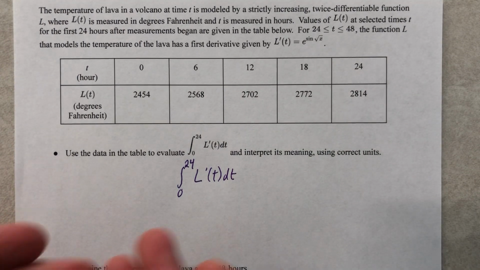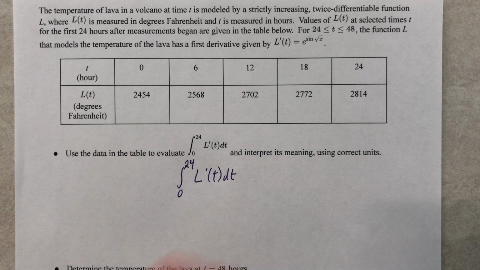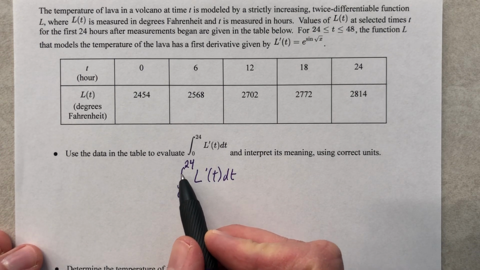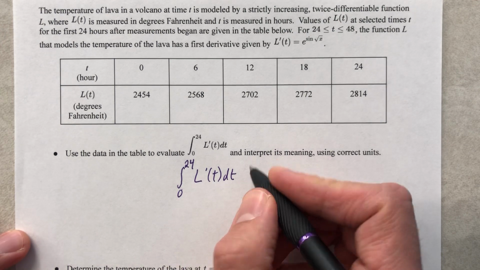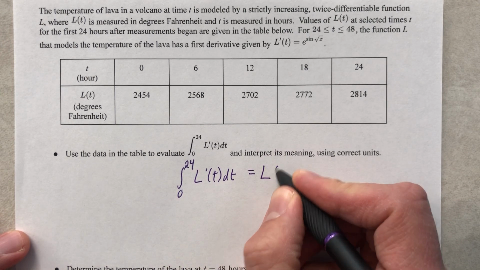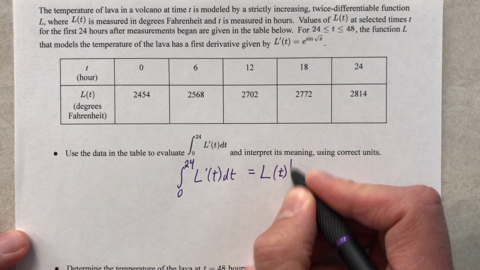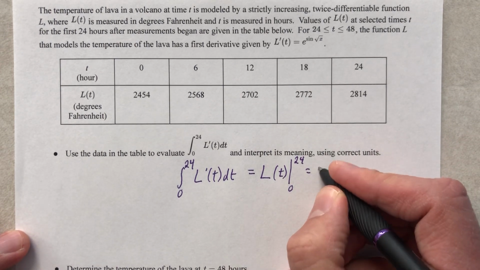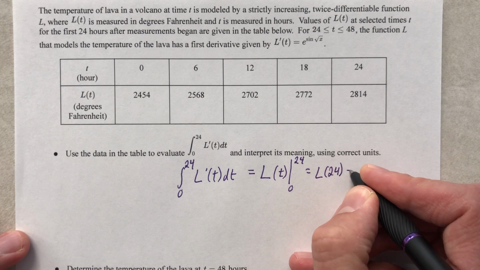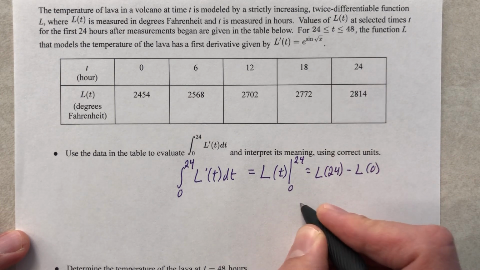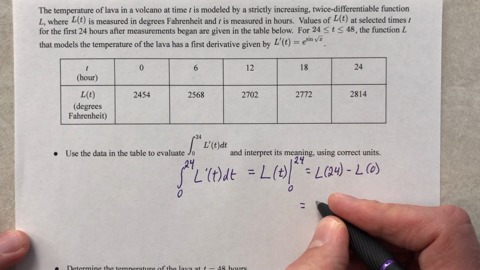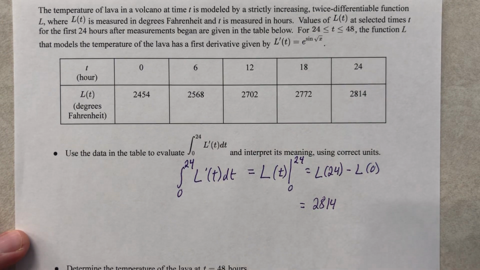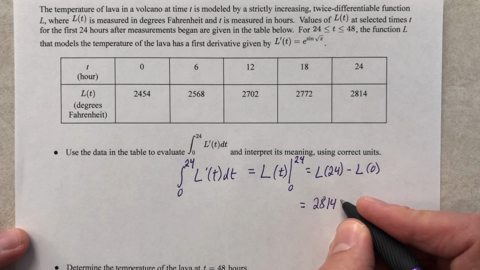Okay, so this is a function that is the integral of L prime. We are going to take the antiderivative of a derivative and it just gives us L, evaluated at 0 and 24. And we'll plug them in. So we need L of 24 minus L of 0. L of 24 is 2814 degrees Fahrenheit.